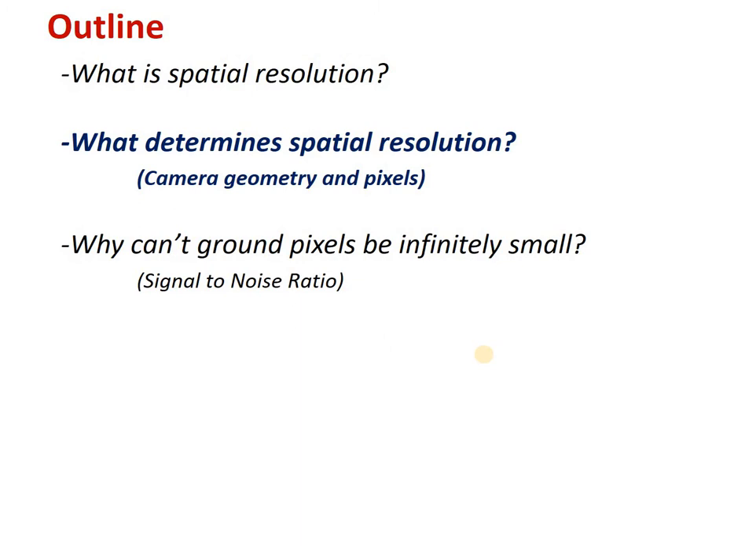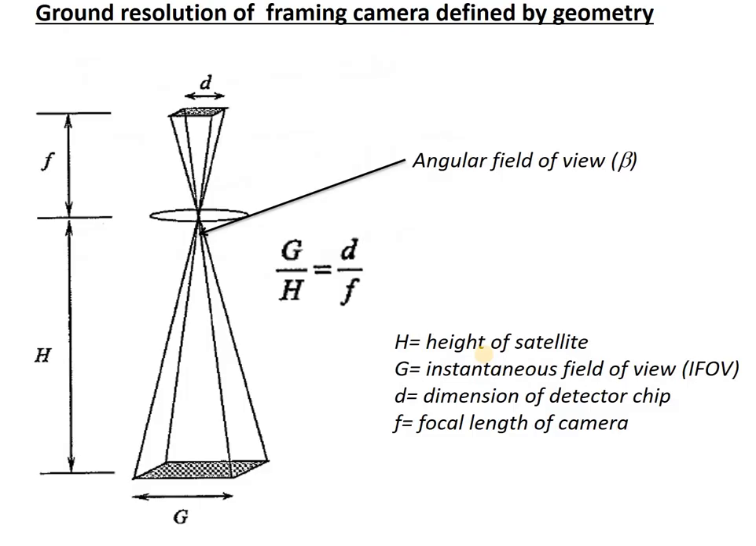So what determines spatial resolution? To talk about this and to use this as a launch point towards understanding trade-offs, I want us to start by considering a simple camera geometry. This is called a framing geometry, a framing camera. So essentially the way this works is you have some detector chip back here. Actually, let's start on the ground.